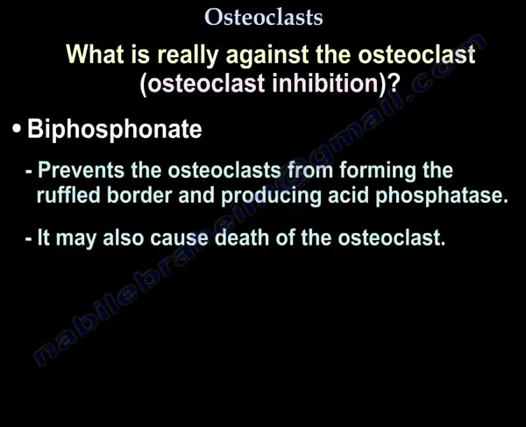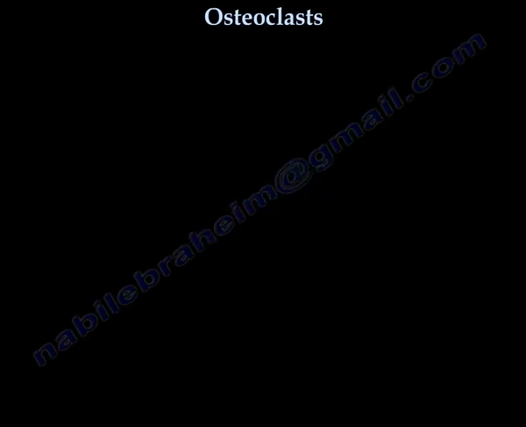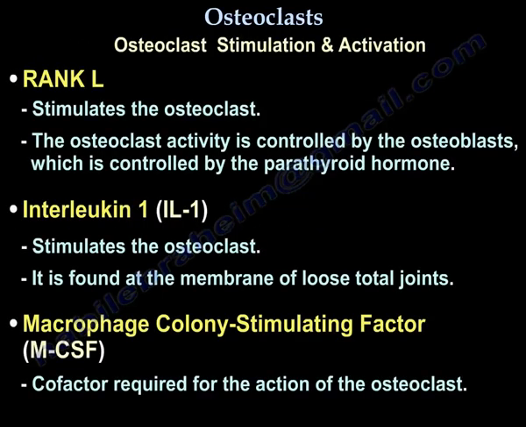Bisphosphonate would prevent osteoclast from forming the ruffled border and producing acid phosphatase. It may also cause death of the osteoclast. RANK L will stimulate the osteoclast. Remember, the osteoclast activity is controlled by the osteoblast, which is controlled by the parathyroid hormone.